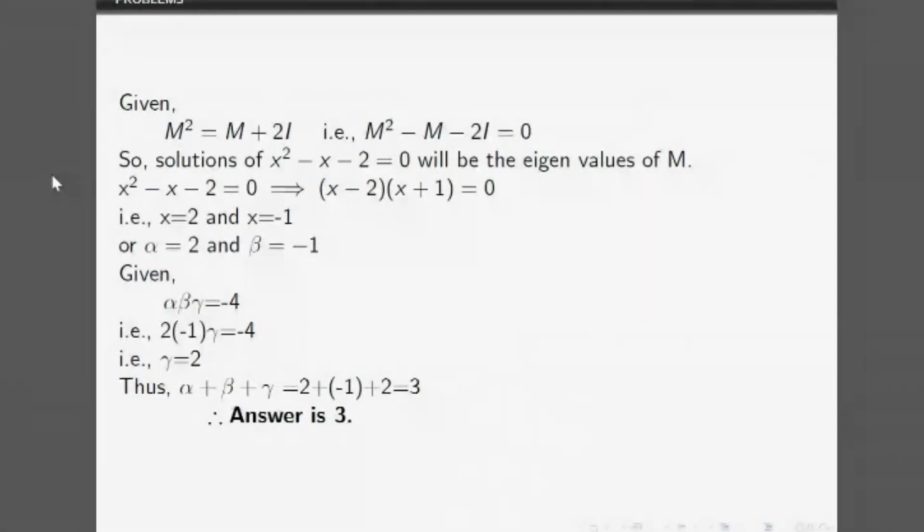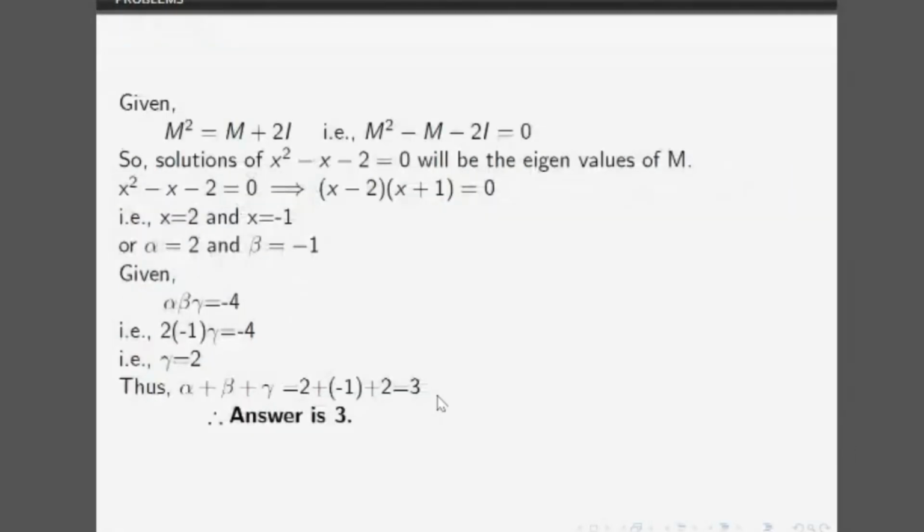So 2 and -1, I take to be alpha and beta, and we are given that the product is -4. So from that, after all the computation, I get gamma to be 2. So after all that work, I get alpha plus beta plus gamma to be 3. So 3 is the right answer.